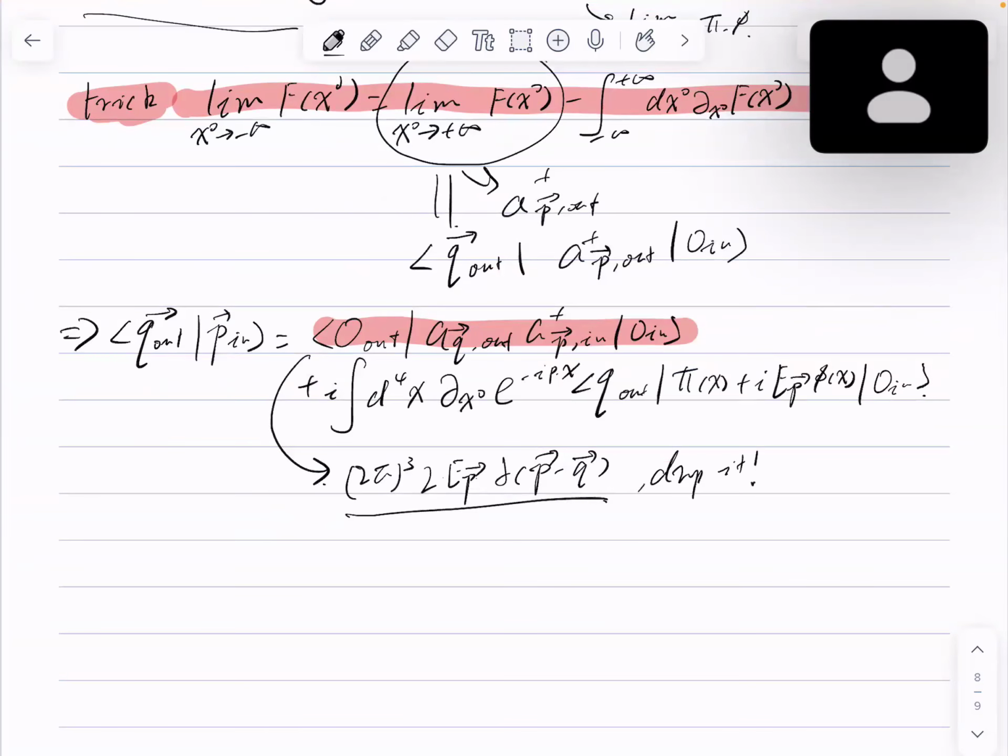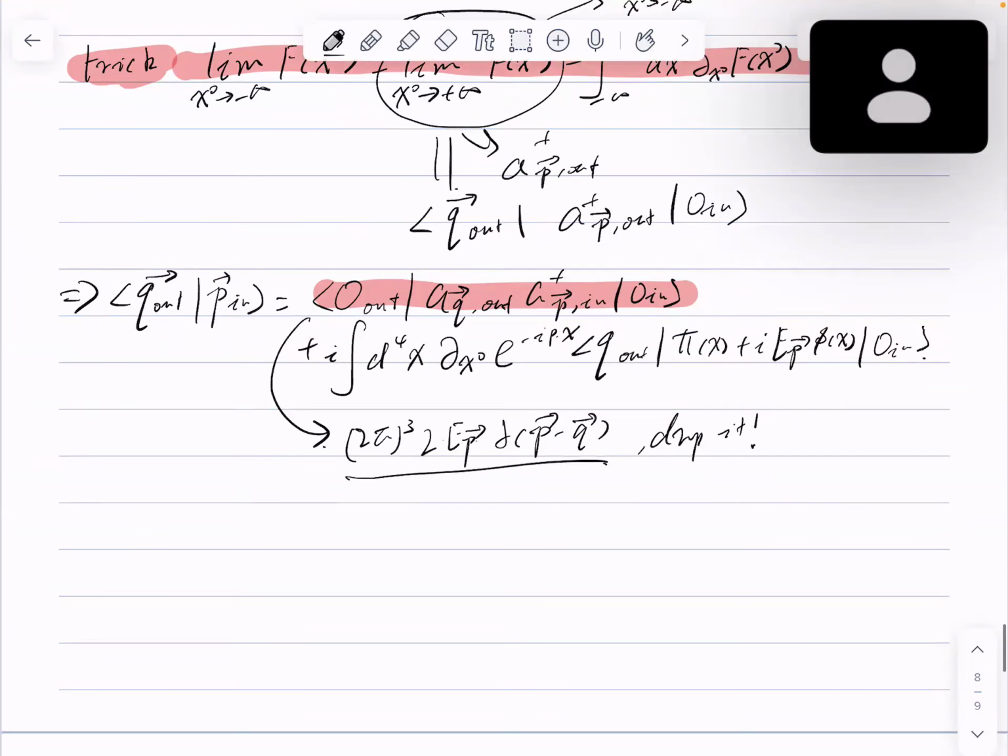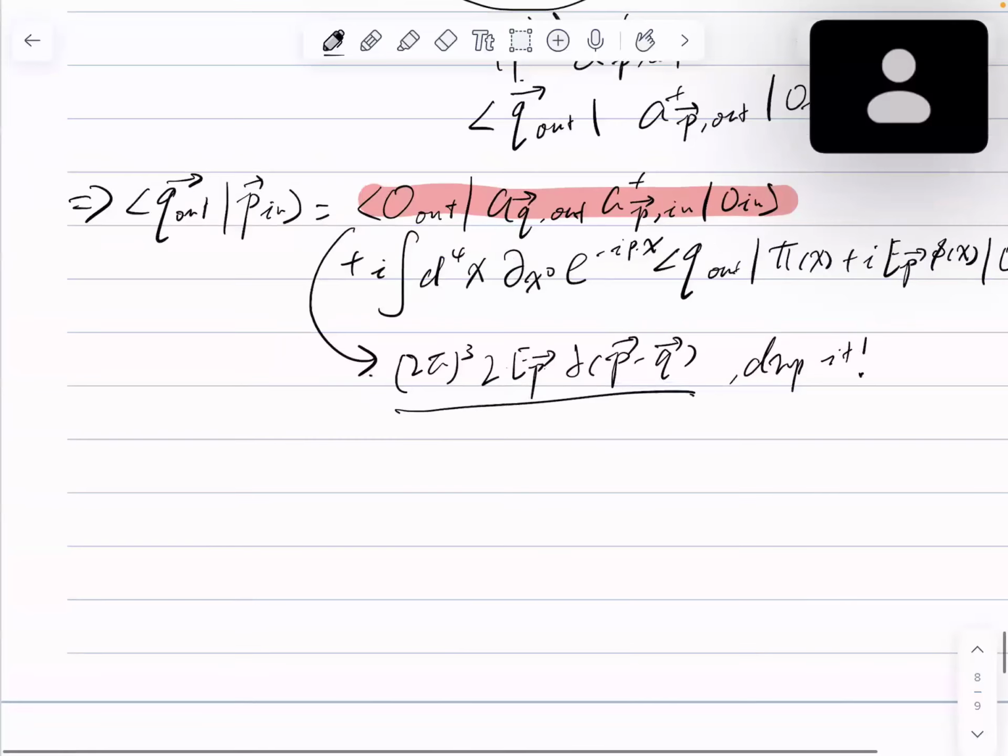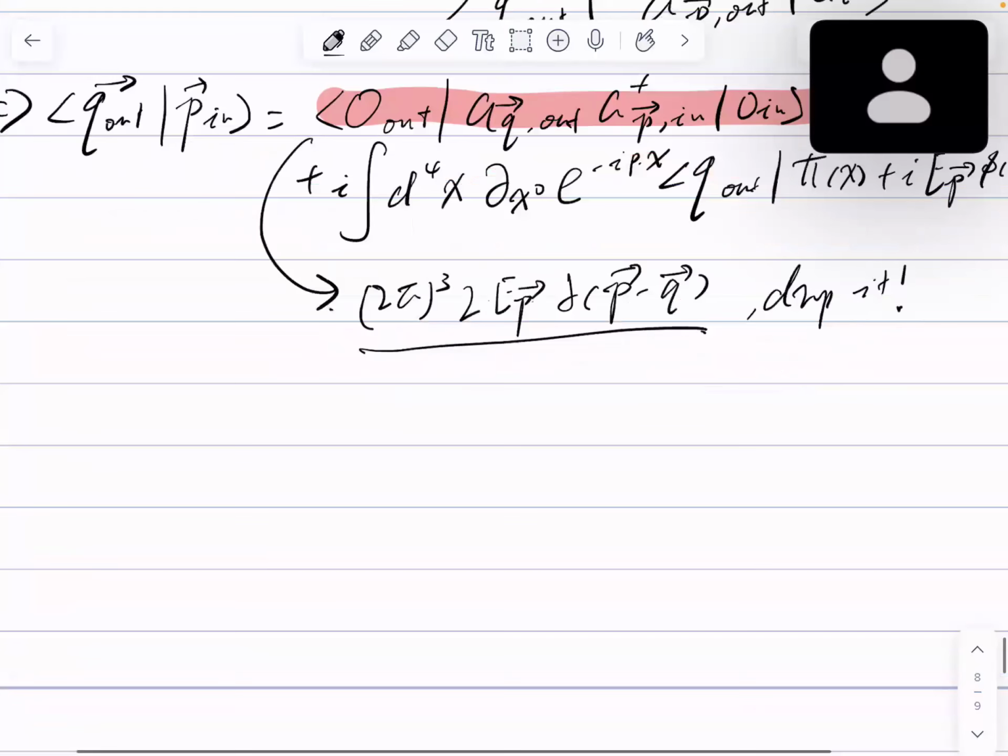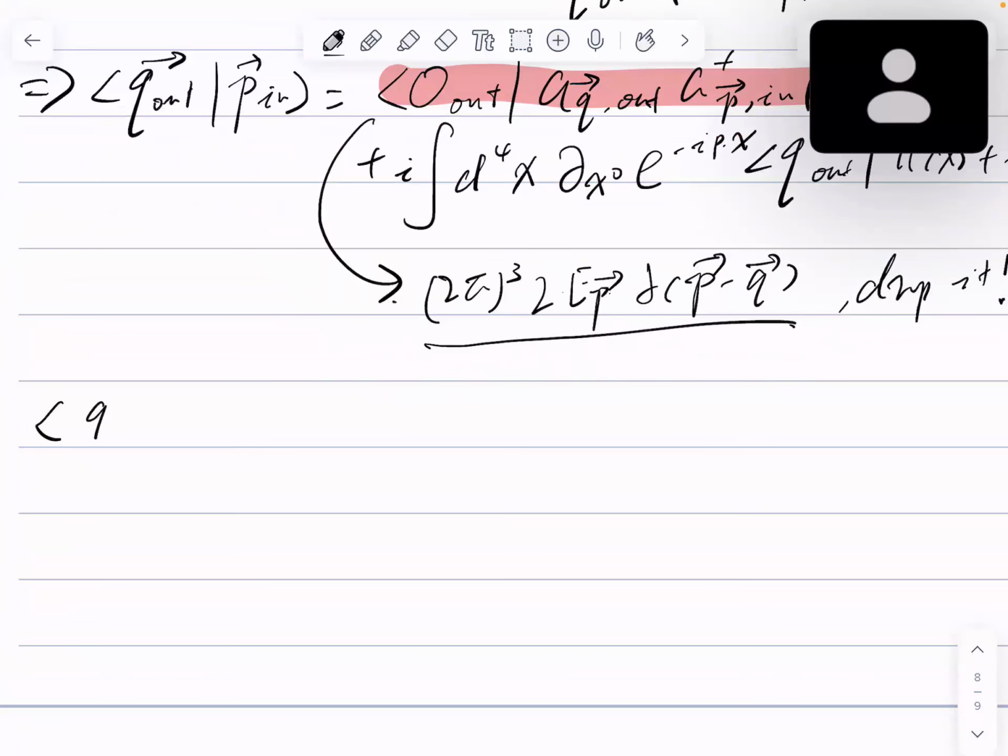Okay. So after we have dropped such irrelevant terms, we have Q out P in, where this dot means we have dropped those irrelevant terms.